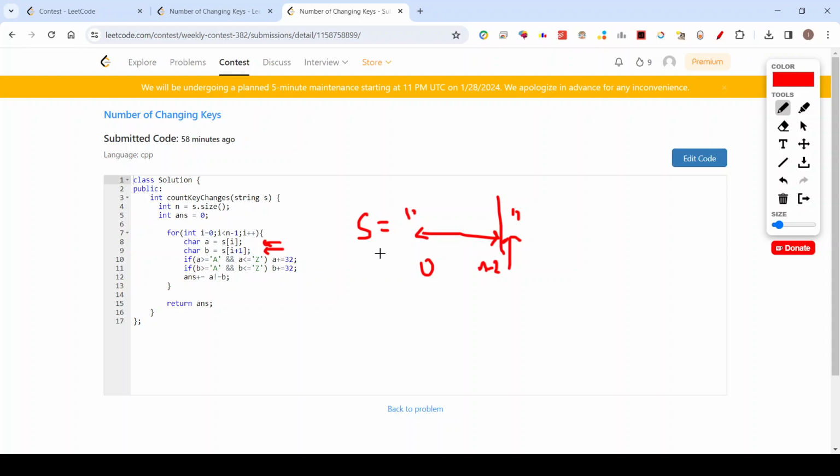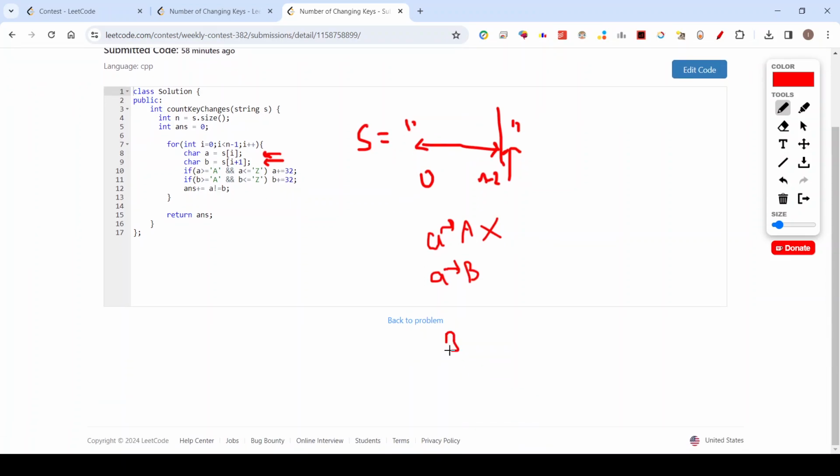Since I knew that changing from small a to capital A was not considered a change of key, and changing a letter, like from a to capital B or capital B to small c, is considered a change of key, I converted both the characters into lowercase letters. As we know, the ASCII values of small case a to z start from 97 to 122, correct? And the ASCII value of capital A starts from 65, if I'm not wrong. Yes, it starts from 65.